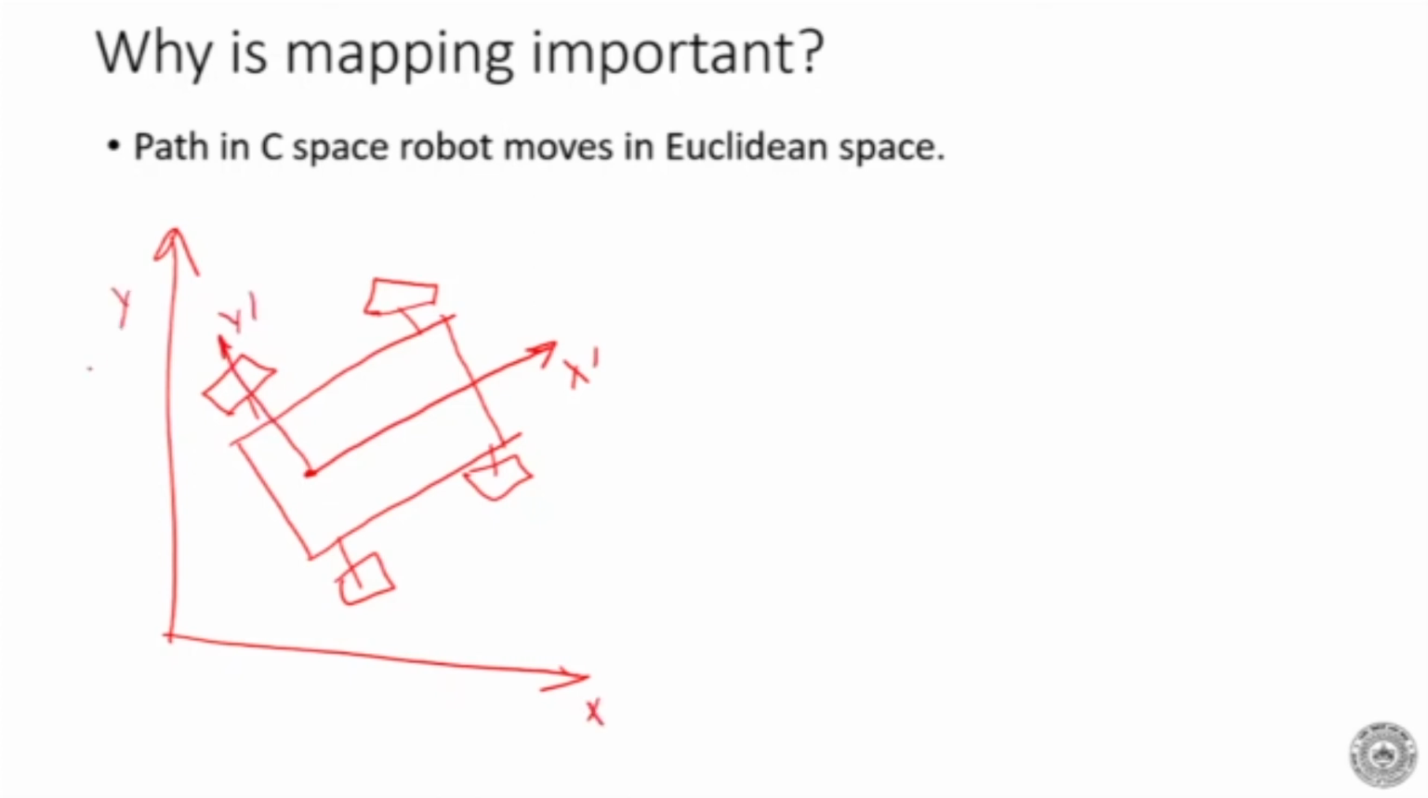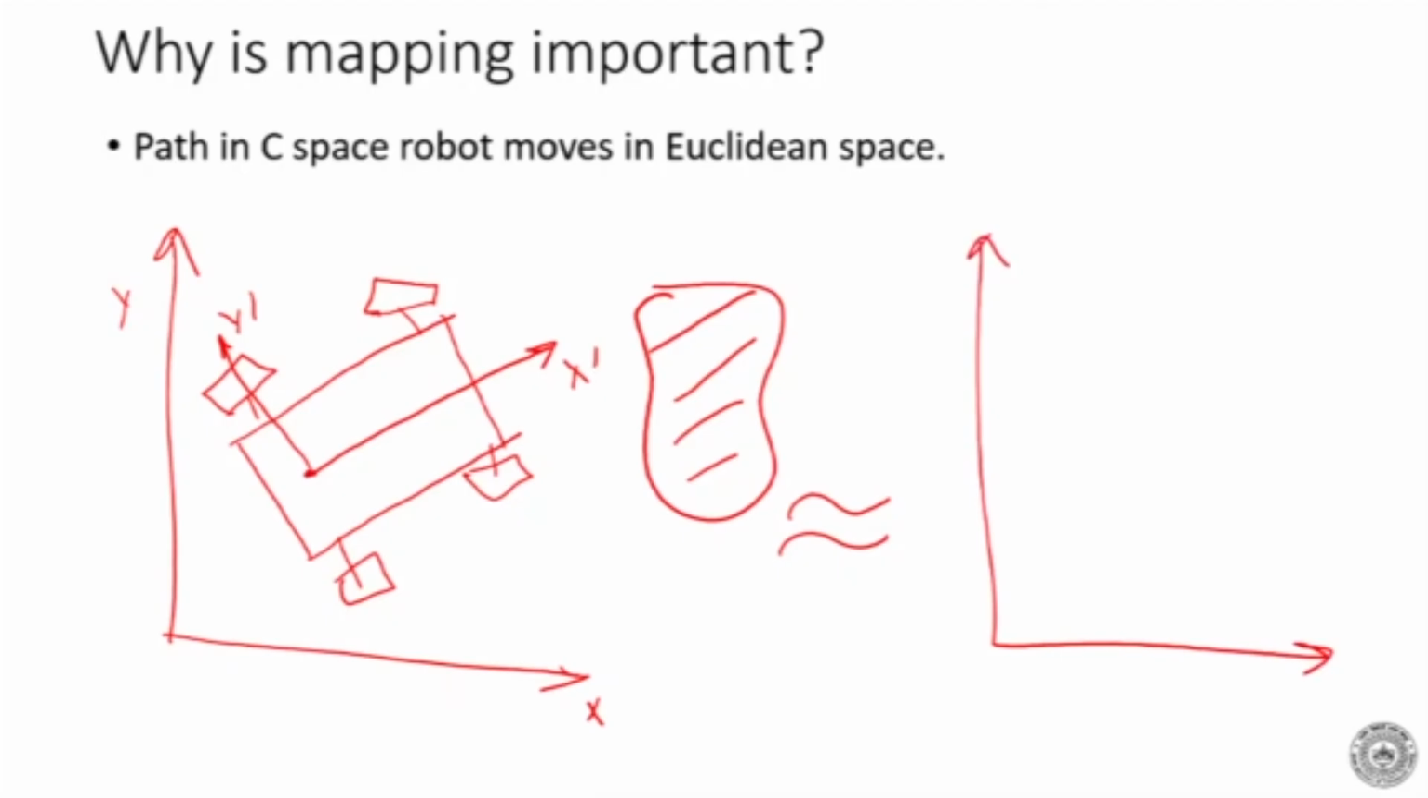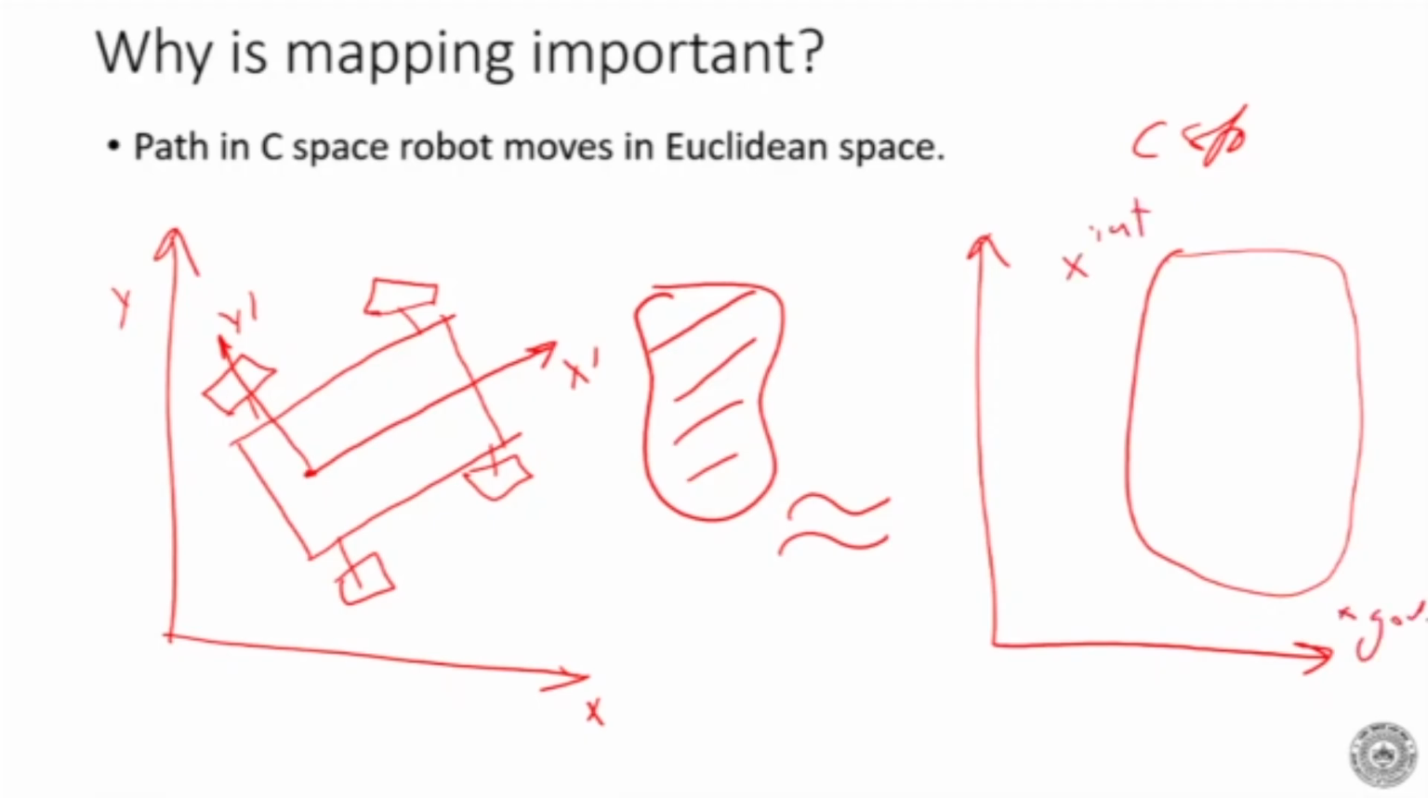Now there is an obstacle here. Let's say I want to avoid this obstacle. So basically what we are doing is we are going to the C space, which is my C space here, and we have a particular shape, and then we are finding a path from the initial point to the goal point. Maybe this is my goal. So I find a path which is taking me from the initial point to the goal point like this.